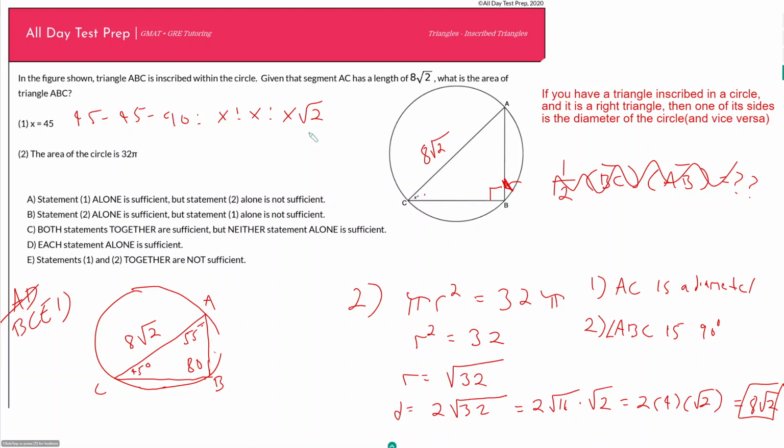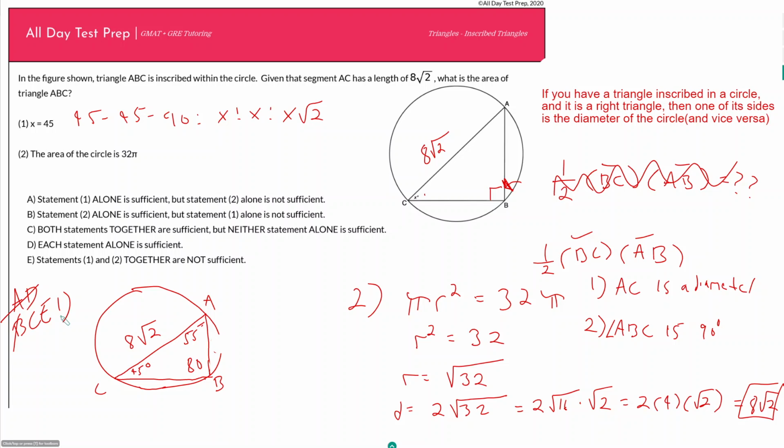Now, remember, we don't know this information from statement 1, so statement 2 by itself is still going to be insufficient. So now we do know that, after statement 2, we can rephrase our question as what is 1/2 BC times AB, because now we know that we have a right triangle and therefore BC is a base and AB is a height, but we don't know what those values are, and there's no way to find those values just based on statement 2 alone.